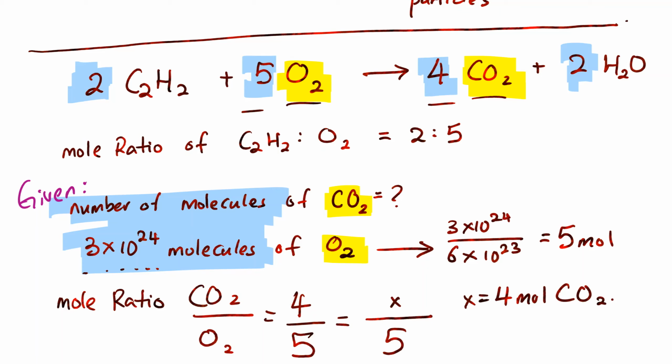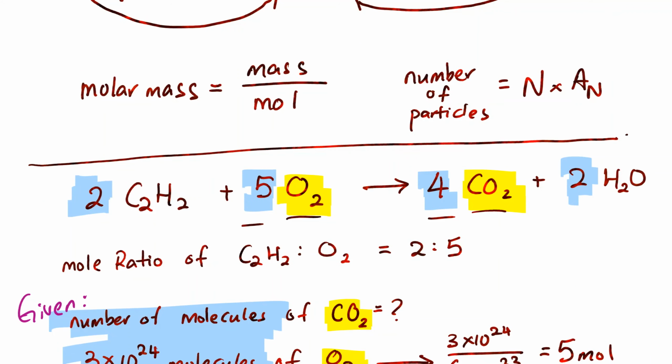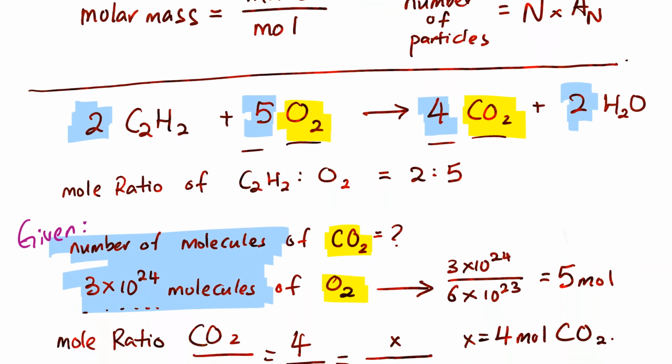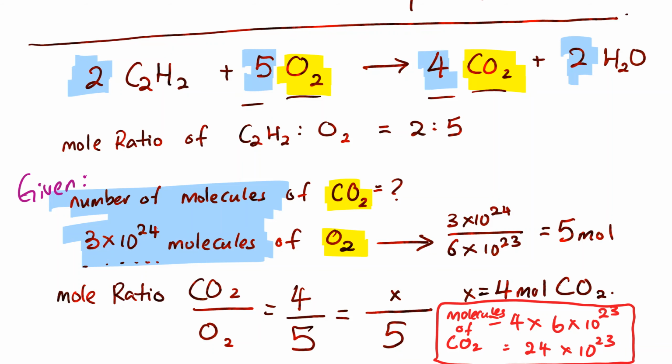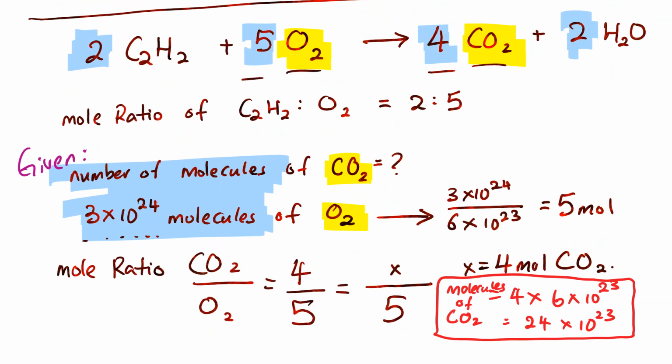So you already know that you have 4 moles of carbon dioxide, and I need to answer the question. The question is asking how many molecules of CO2 do you have? I know that I have 4 moles, so it would just be 4 times Avogadro's number, which is 4 times 6, which is 24. So the answer is 4 times 6 times 10 to the 23. So molecules of carbon dioxide is 24 times 10 to the 23. Okay, clear?